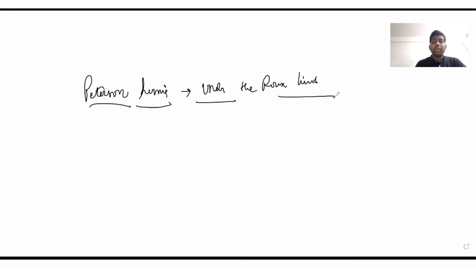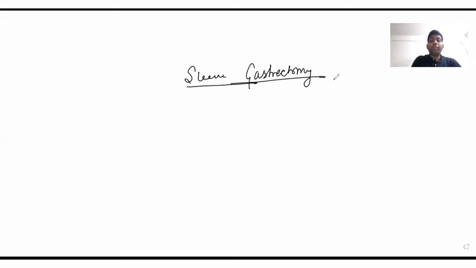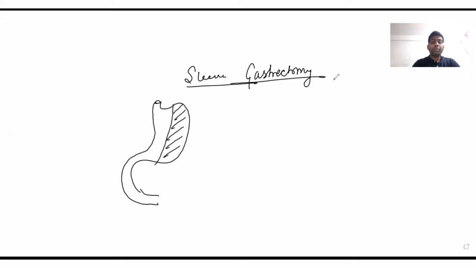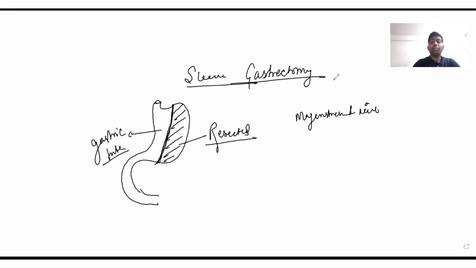Let us look into the next one, that is sleeve gastrectomy. So what we do in sleeve gastrectomy is, this is the stomach. We create a lesser curvature based gastric tube, and this greater curvature based portion is resected. We do this by linear stapling from the fundus to the angle of His. This is the resected part, and the lesser curvature based tube is the gastric tube which is left behind. This is similar to the previous procedure, which was the Magenstrasse and Mill operation.